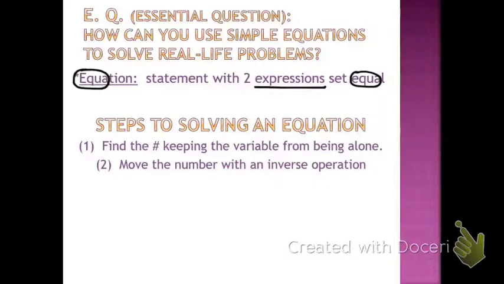So an expression would be something like 2x plus 2, right? 2x plus 2 doesn't have an equal sign. It's got numbers, variables, and operations, but it doesn't have an equal sign. What if I just said 2x? That's an expression. There's no equal sign. But the minute that I say 2x plus 2 equals 12, now I've written an equation. So an equation has an equal sign.